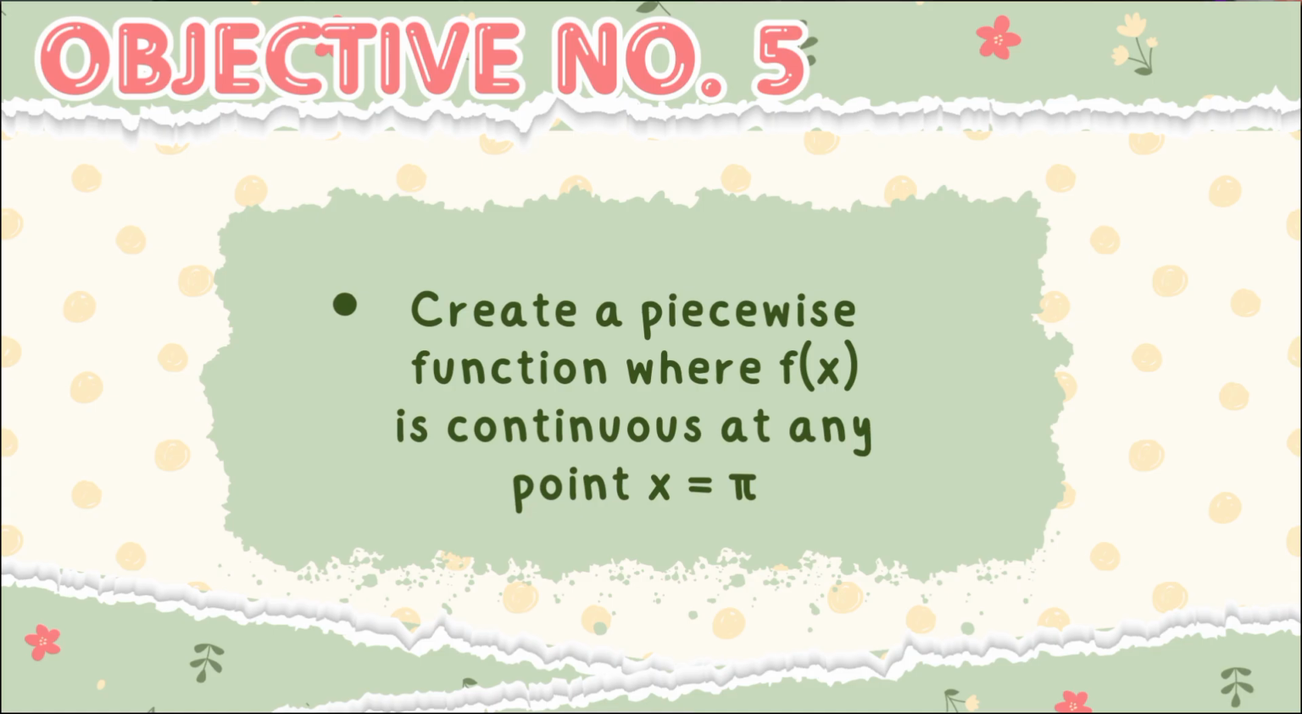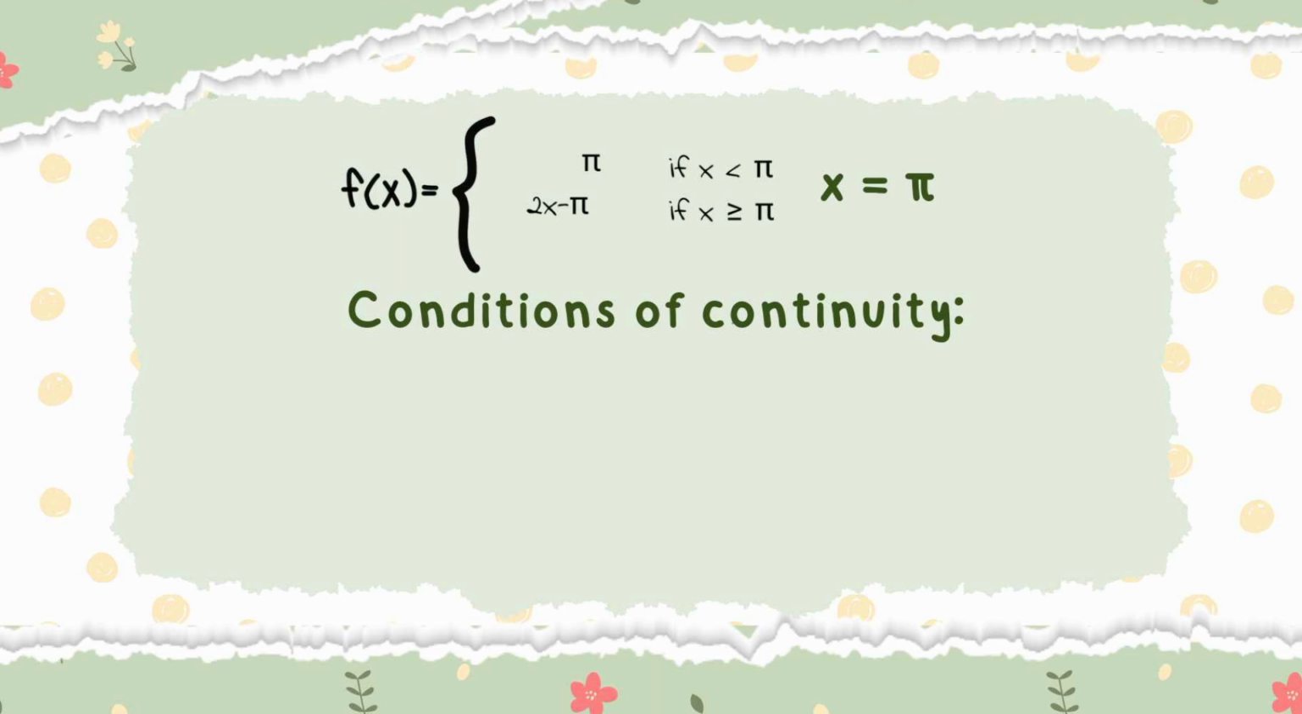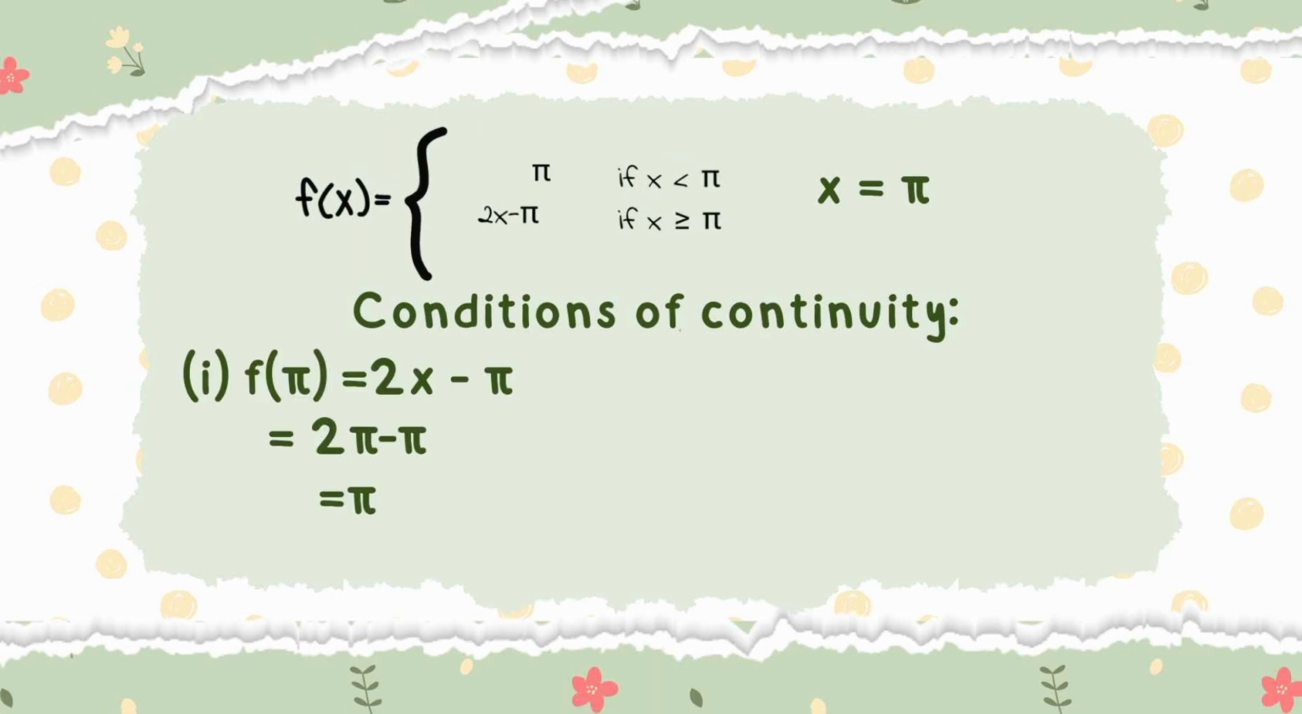Let's move on to our last objective, which is to create a piecewise function where f of x is continuous at x equals pi. We will need the conditions of continuity on the created piecewise function to determine whether it is continuous or not. At the first condition, we're going to substitute pi into f of x. The function f of pi equals 2 pi minus pi, which results in pi.